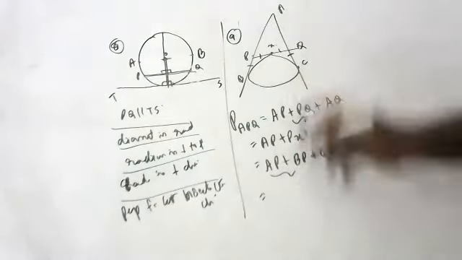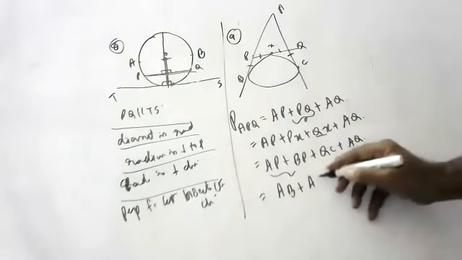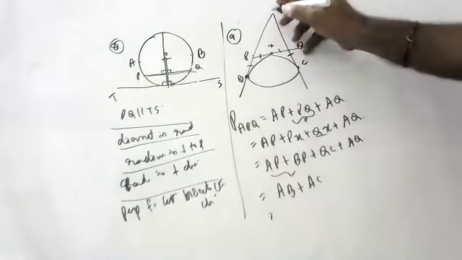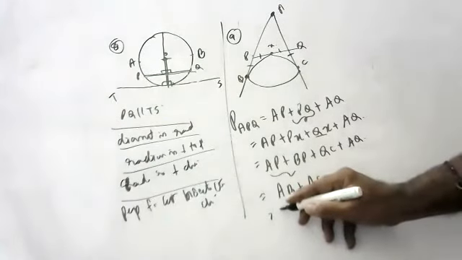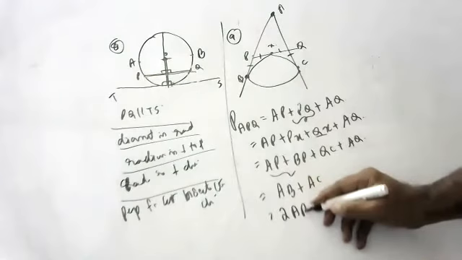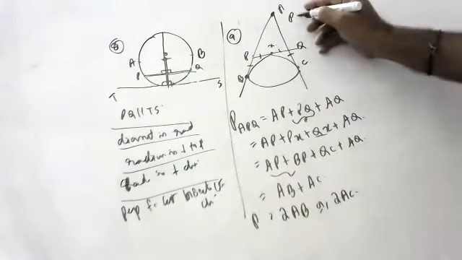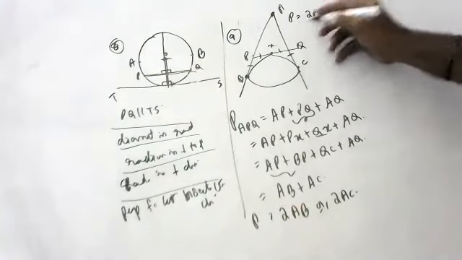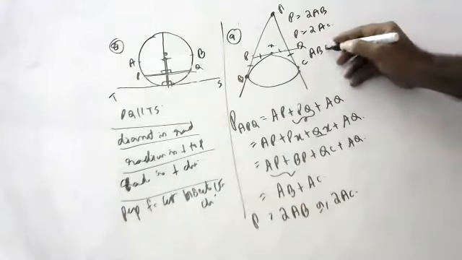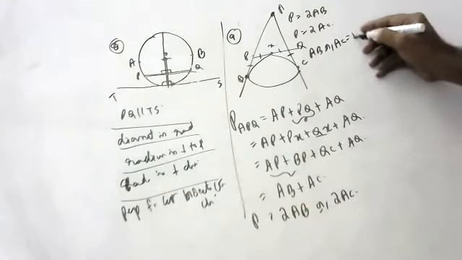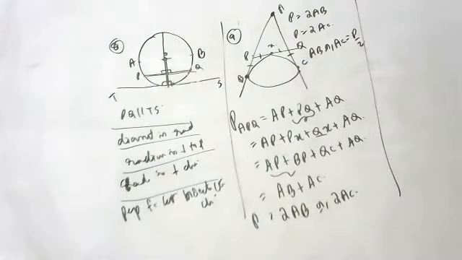AP plus BP is what, children? AB plus QC, that is AC, plus AQ, plus what, children? AC. And these tangents are also equal, children. So AB plus AC we can write as 2AB or 2AC. Anything you can write. So perimeter is equal to 2 times AB, or perimeter is equal to 2 times AC, or AB or AC will be equal to half the perimeter. Very important question, children. Based on this, 2-3 questions will come, children.